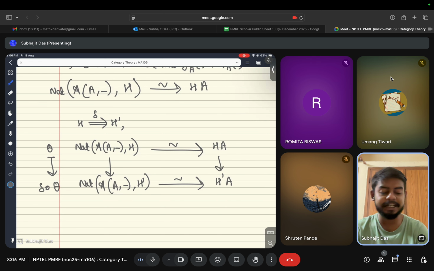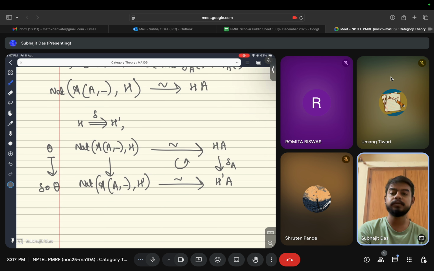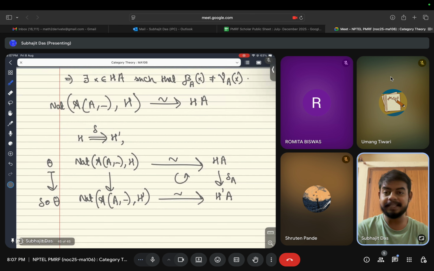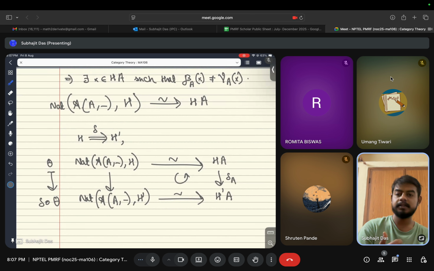And you have a map HA to H prime A. What is that map? That is just the component of delta at A, right? This square commutes. This is what you know. This is what naturality means. So what does the Yoneda lemma say again? It says that there is a bijection from the set of natural transformations from script A, bar, to H to the set HA. And this bijection is natural in both variables A and H. We are using naturality in the variable H, right?